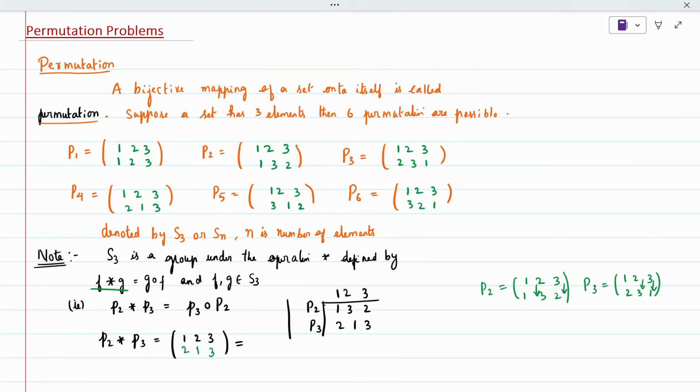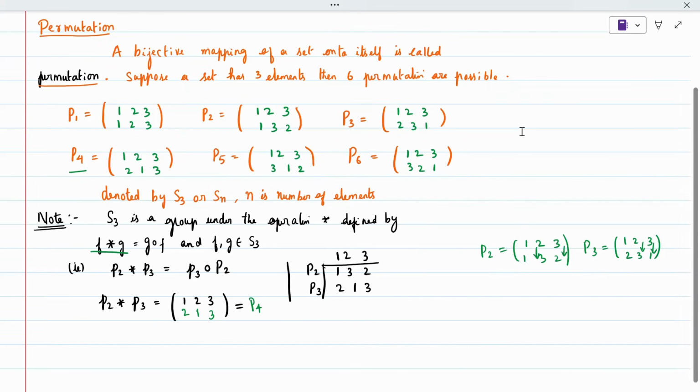So this element, we have to cross check which one it belongs to. You check, it is a P4 element. It will be any of the elements only when you do a star operation. When you take any two elements and do the star operation, you will get an element of the same set only.